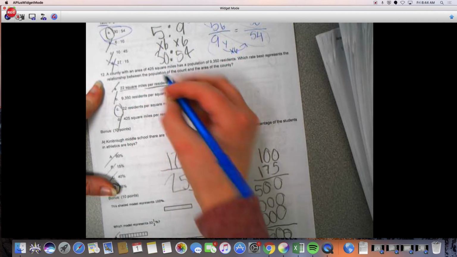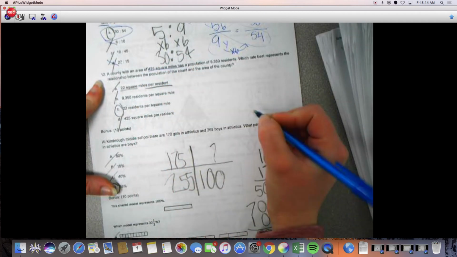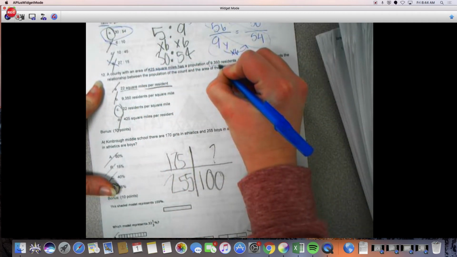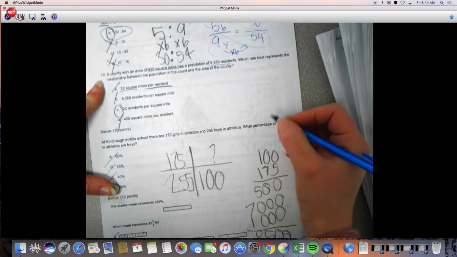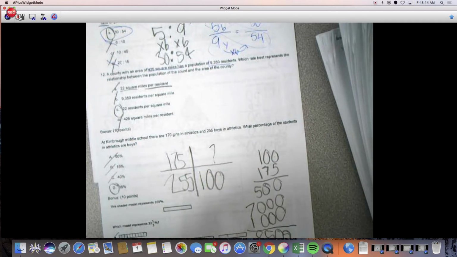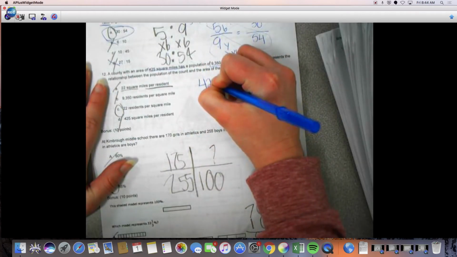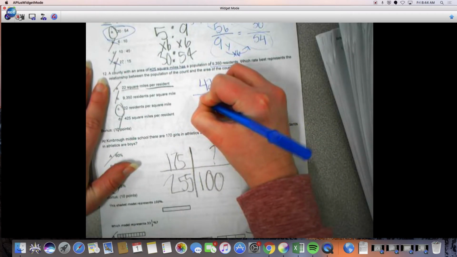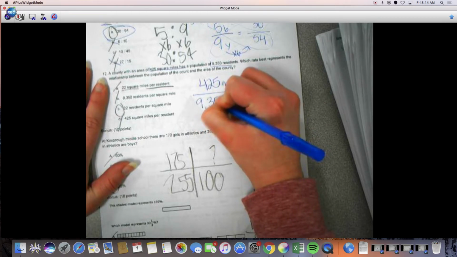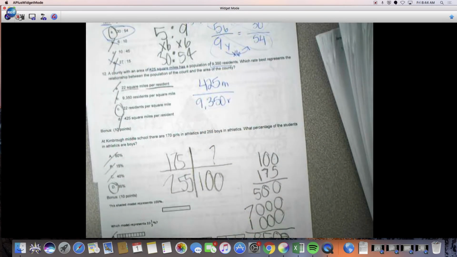Number 12. A county with an area of 425 square miles has a population of 9,350 residents. 2 numbers in 1 sentence is a fraction. So I'm going to write 425 miles over 9,350 R for residents. That's just people that live there.